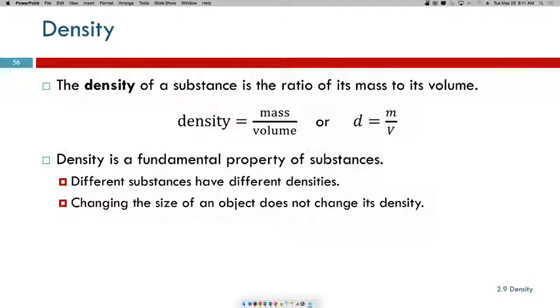If you change the size of an object, the density doesn't change. If you think about a big 2x4 perhaps, it has a certain density. If you cut it in half, you now have two pieces. Each piece weighs less, but the volume is also less. And since density is a ratio, the density stays the same. So density has nothing to do with the size of the object. It's an intrinsic property of the substance itself.